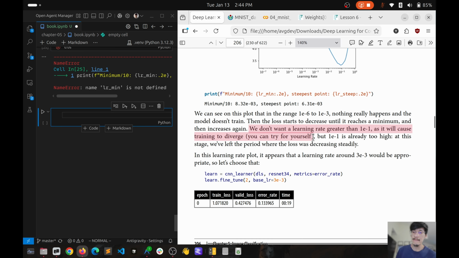You can try for yourself. But 1 times 10 to negative 1 is already too high. At this stage, we've left the period where the loss was decreasing steadily. In this learning rate plot, it appears that a learning rate around 3e negative 3, so 3 times 10 to negative 3, would be appropriate. So let's choose that. So let's fine tune over that.